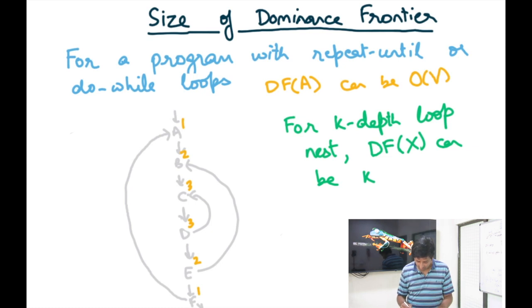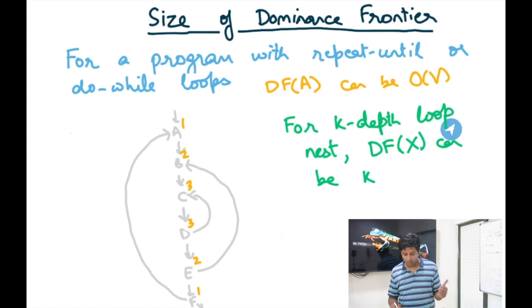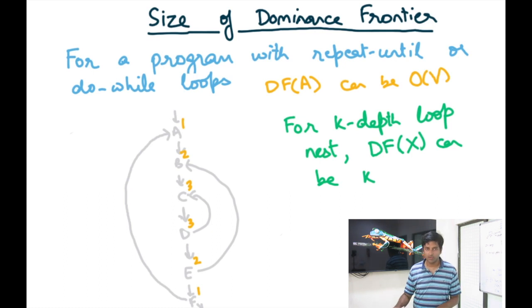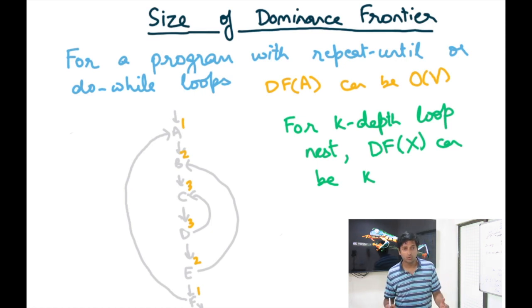So here's an example. There are these 3 nested loops. The outer nested loop is at loop head A. The second inner nested loop is at loop head B. The third inner nested loop is at loop head C. And in this example, the dominance frontier size of, for example, the node C is 3. In general, for a k-depth loop nest, the dominance frontier size for some node X can be as high as k, and k in turn can be as high as order n. And so, in general, the program can have order n dominance frontiers. And so, in pathological cases, this algorithm that translates to SSA can become quadratic or worst case cubic.